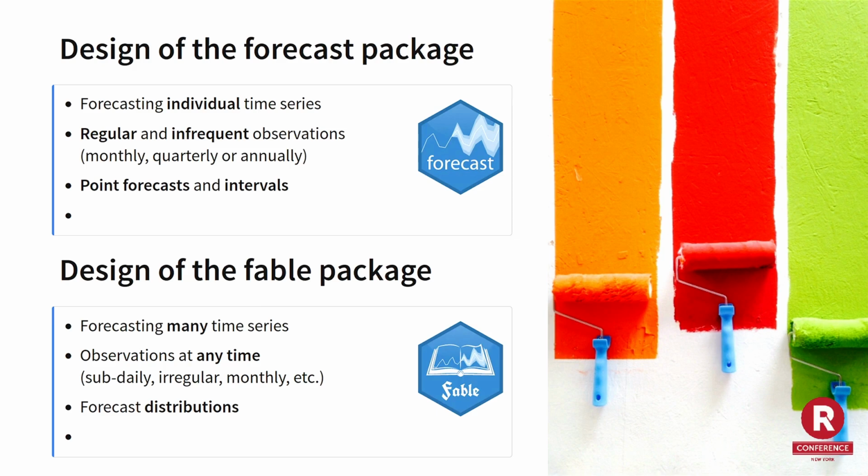The Fable package goes one step further, and we'll see why this is incredibly helpful. It actually gives you an entire distribution for what might happen next. And there's various benefits that you can compute from a distribution rather than just intervals. And lastly, forecast is designed around the TS objects, whereas Fable builds on tsibble, so that it's compatible and interoperable with the tidyverse.